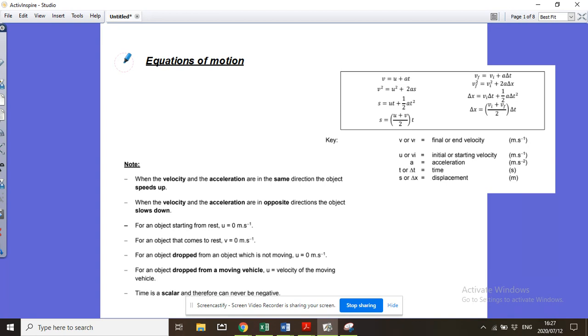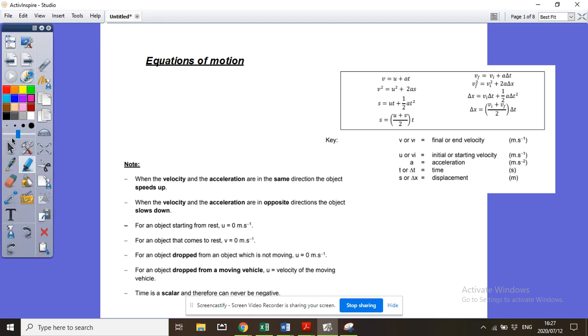To calculate values for motion, we're not always going to have a graph. We're just going to have a little story, and then you need to be able to use the equations of motion to calculate certain unknowns. Now, these equations of motion you will see are actually just derived from the graphs.